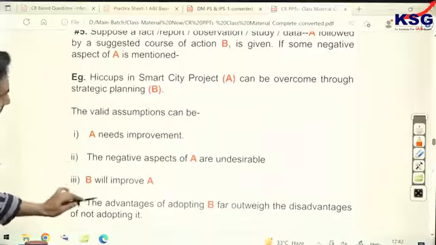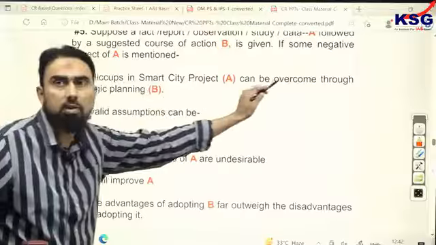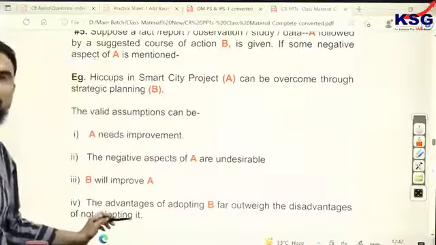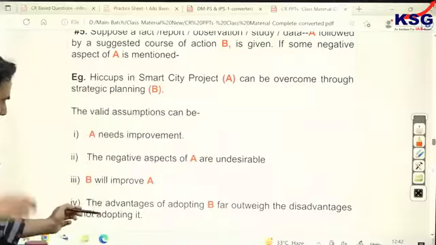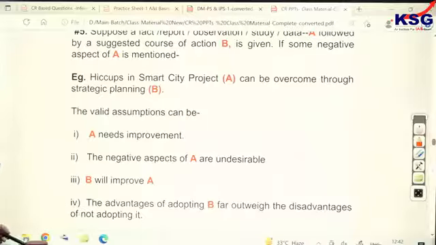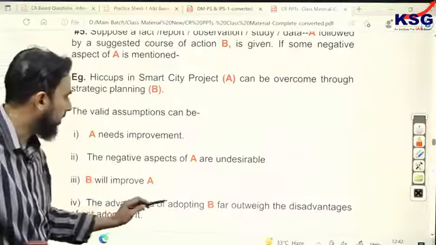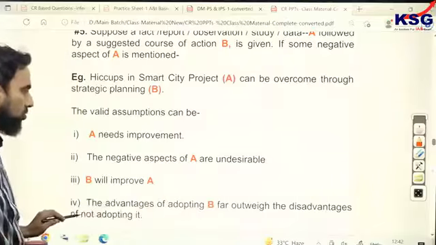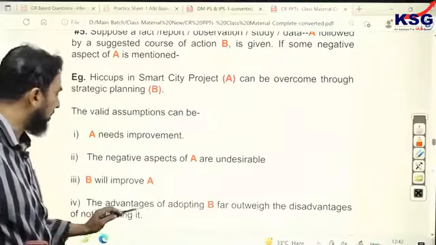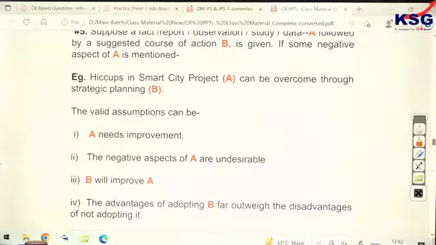So the author's assumption, according to the author's belief, somebody who has said this line must agree, or all these statements must be part of his supposition, his belief. They will get a yes. Fourth one, the advantages of adopting B far outweigh the disadvantages of not adopting it. Yes, of course, correct. That's why this course of action is being suggested. So these are the valid inferences related to this.